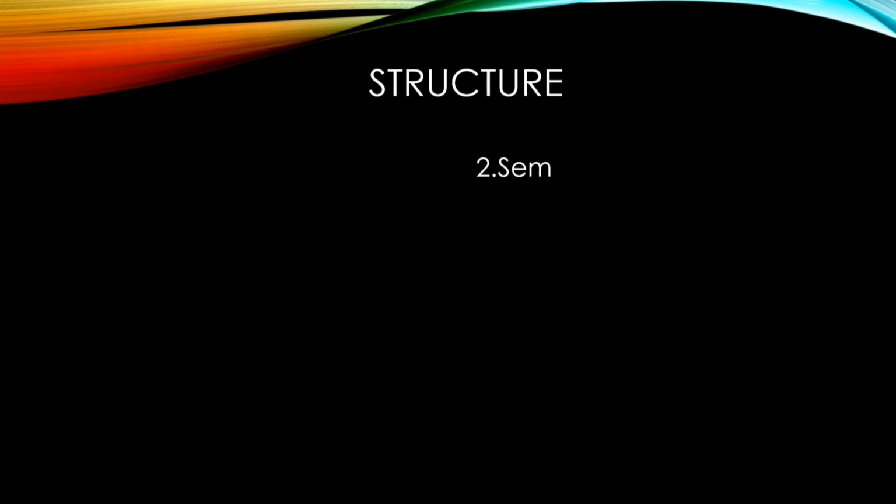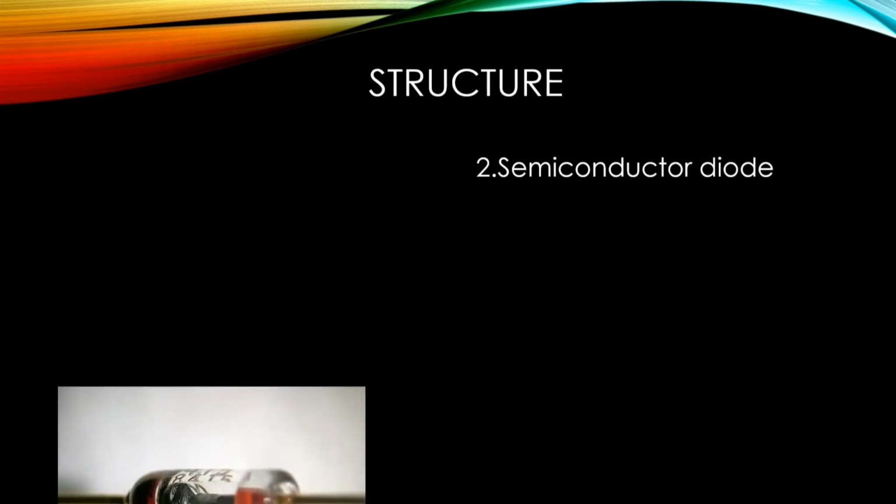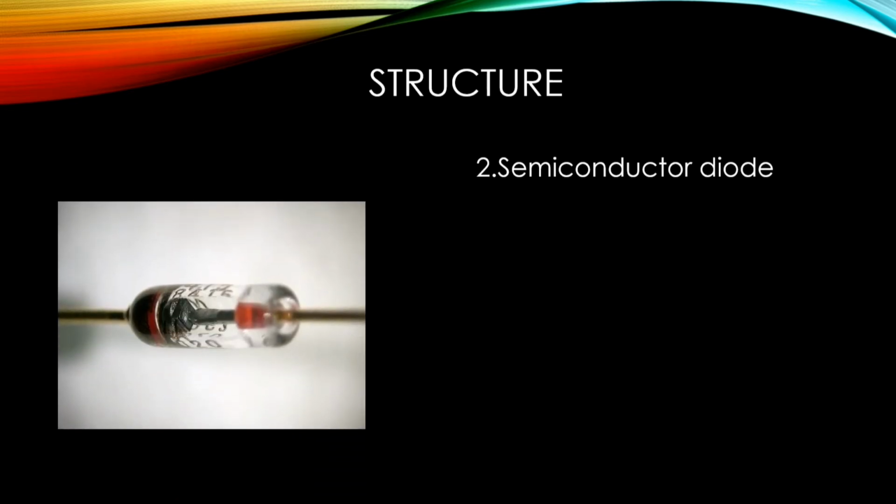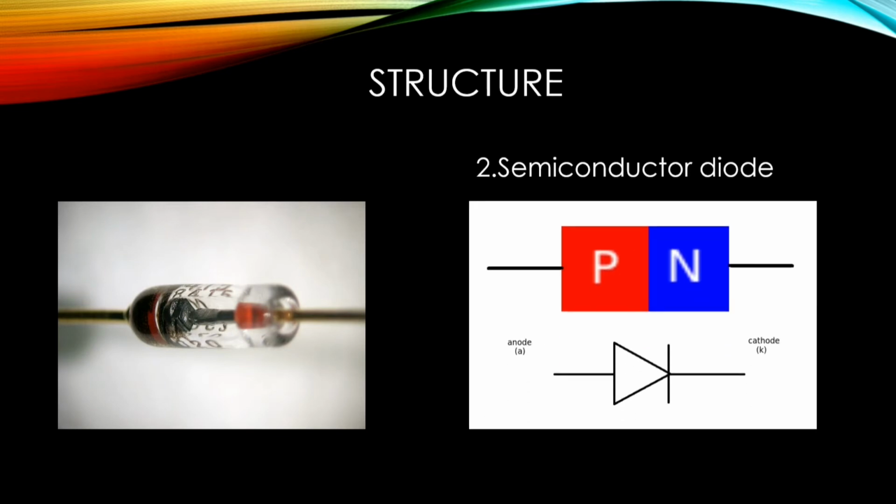So moving on to structure of semiconductor diode. Same as that of thermionic diodes, I have actual picture and schematic diagram. Semiconductor diode is mainly made up of two types of semiconductors joined together, that is p-type and n-type. P-type is acting as the anode and n-type is acting as the cathode.